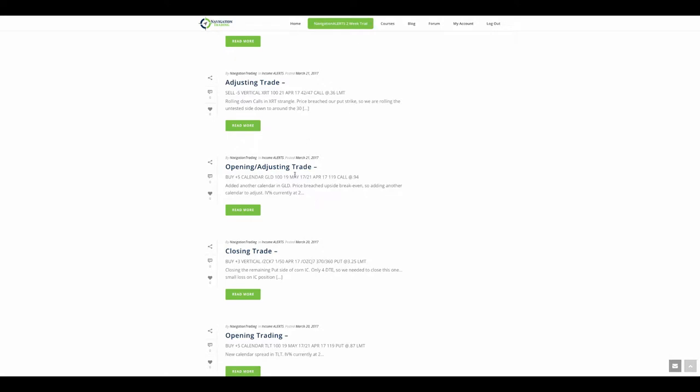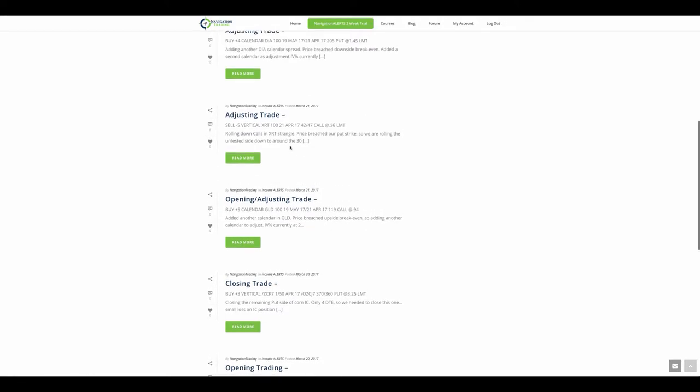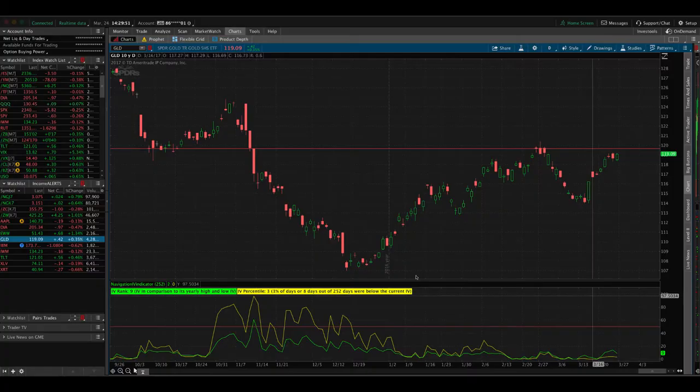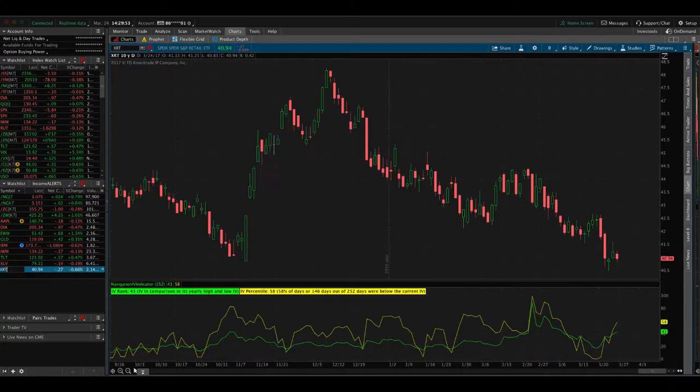Next trade was in XRT. This was an adjusting trade. Price breached our strike, and so we went ahead and rolled our position in the same cycle. We didn't roll out to the next one, we stayed in the expiration cycle. So let's take a look at XRT as it continues its move downward.